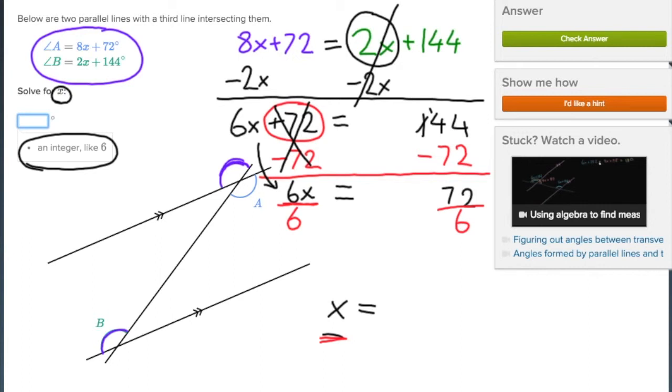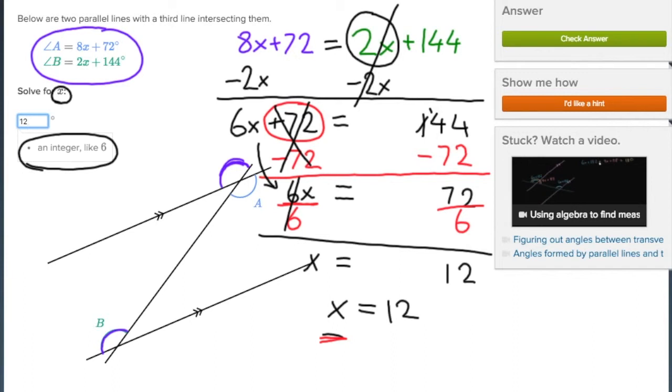If we do that now on the left-hand side, that cancels out our 6's. That's exactly what we're looking for. And 72 divided by 6, of course, is 12. Okay? So we have x equals 12. All right? And that's exactly what we're being asked for in our solution. An integer like 6, in this particular case, our answer is 12.